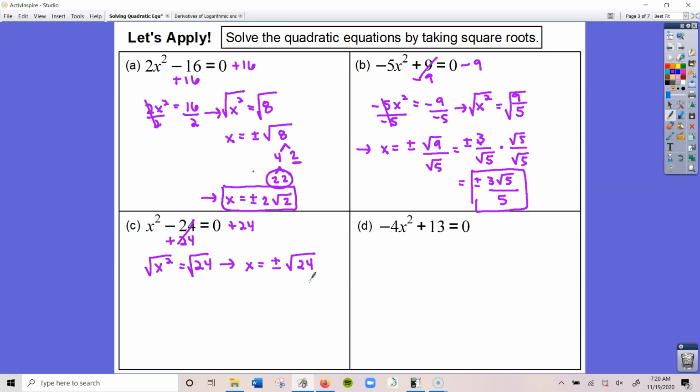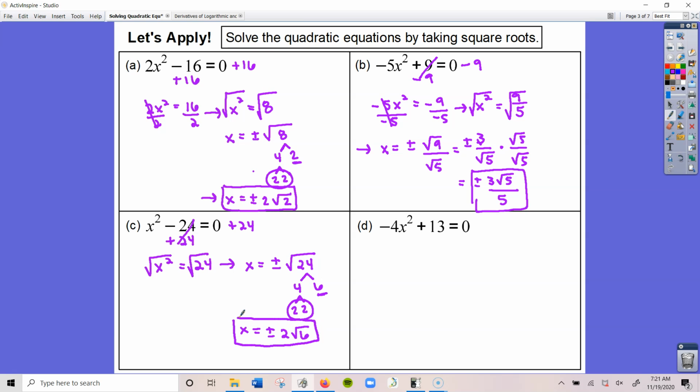And just like with the other problems, we're going to try to simplify this square root. 24 is when you multiply 4 and 6. And 4 can be broken down to 2 and 2. So here we have a pair, and the 6 stays by itself. So my final answer would be x equals plus or minus the 2 that gets to go outside, square root of 6 that has to stay inside.